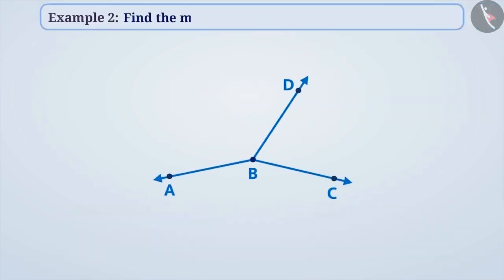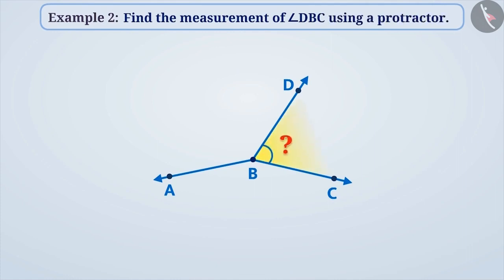Example 2. Find the measurement of angle DBC using the protractor. If we look at angle DBC, we find that point B is the vertex of this angle and BD and BC are the sides of the angle.